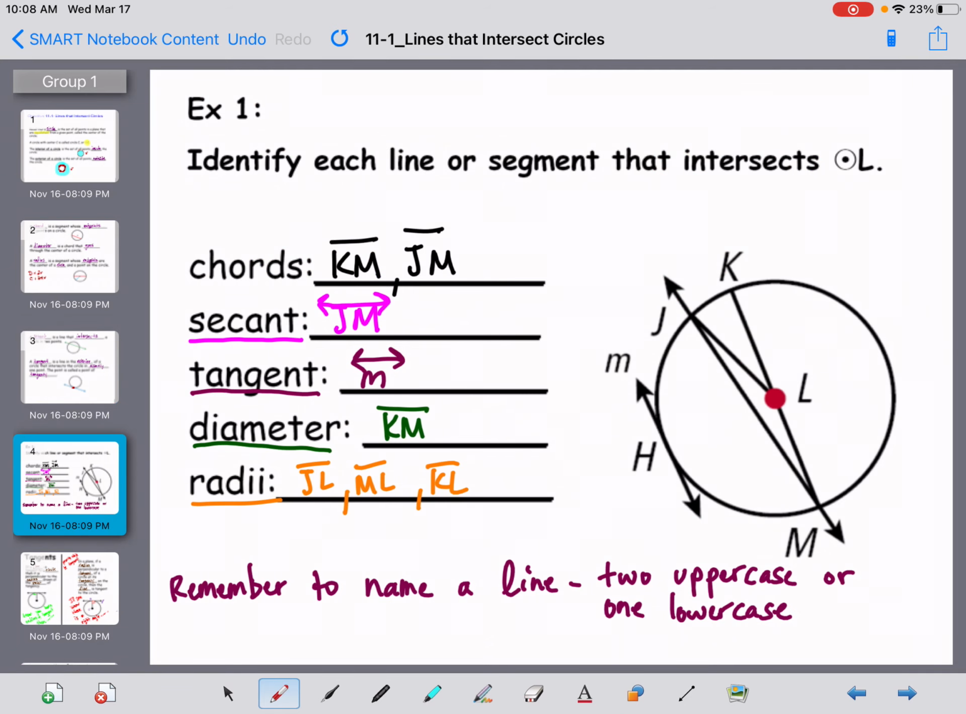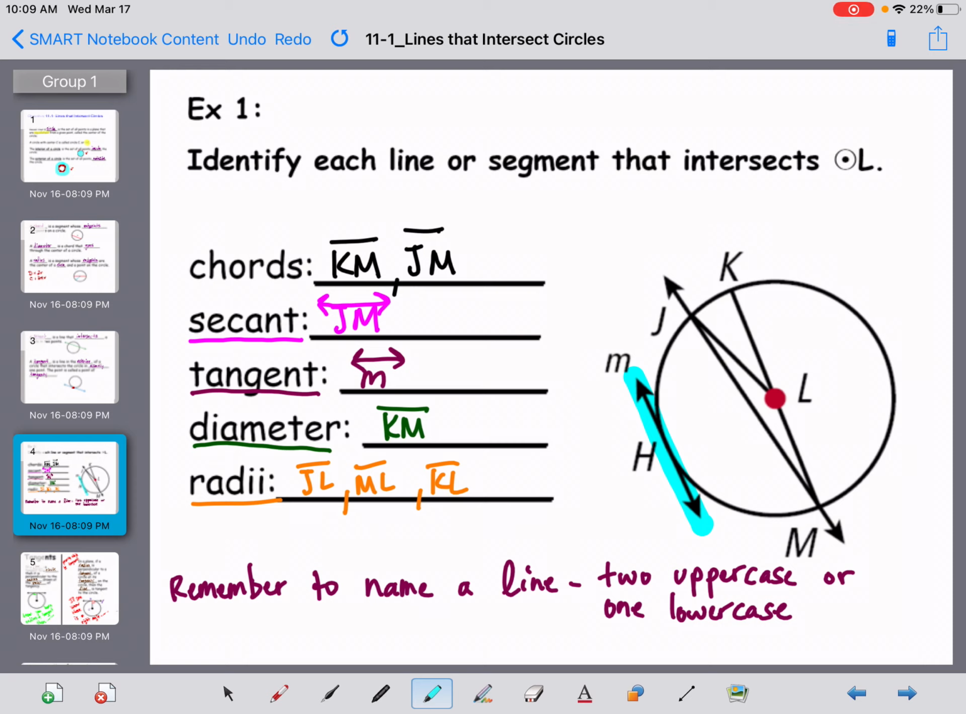So this first example is we have the circle L, and all I'm doing is just labeling the different parts. So the chords are JM and KM. So JM is a chord, and so is KM. So those are the two chords. The secant is JM. All right, because it actually goes through the circle because of these little arrows on the end. A tangent is the line M.